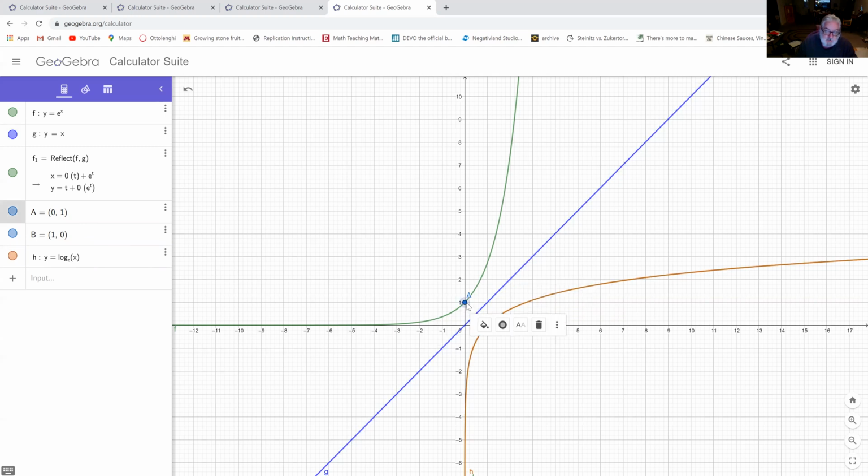Exponentials go through the point 0, 1. Logarithms go through the point 1, 0. And they're inverse functions, right? They're just switching the x's and the y's, really. Okay.